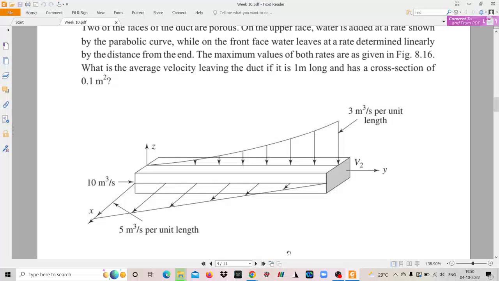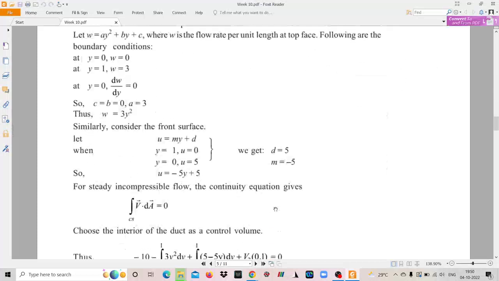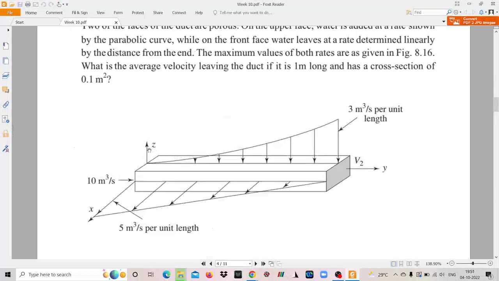Since not much time is there, I will not ask you to solve it, but rather I will just discuss the solution. For the top face, the maximum value for this parabolic distribution at which the water is entering, and for this linear distribution following which the water is leaving the front face, is given. But the exact mathematical forms of the distributions are not given, so that is our first task.